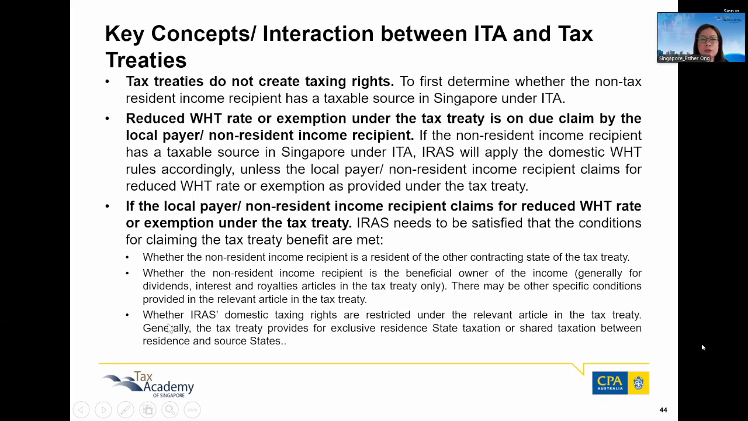Then the third general feature of tax treaties will be that the tax treaty usually provides for exclusive resident state taxation, meaning that only the jurisdiction of that non-resident can tax the income, or Singapore and the other contracting state decide to share taxation of the income concerned.